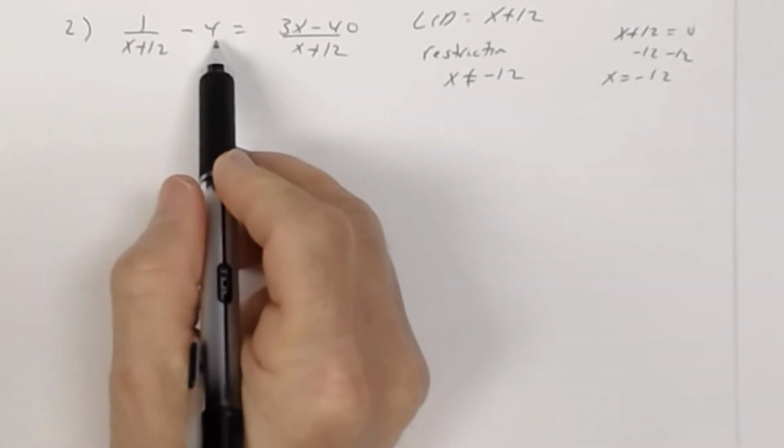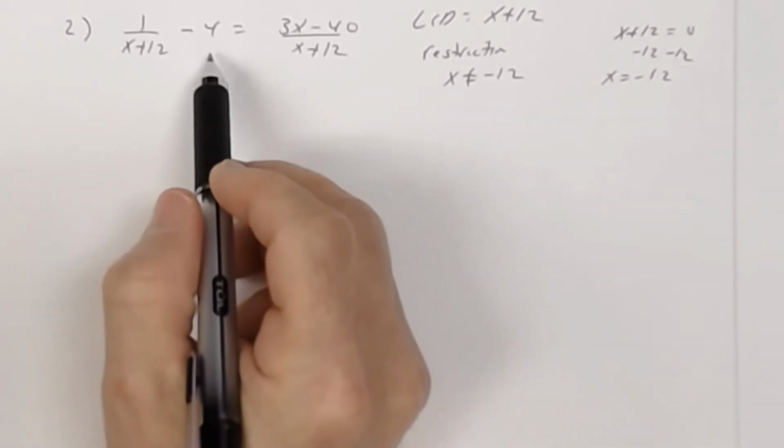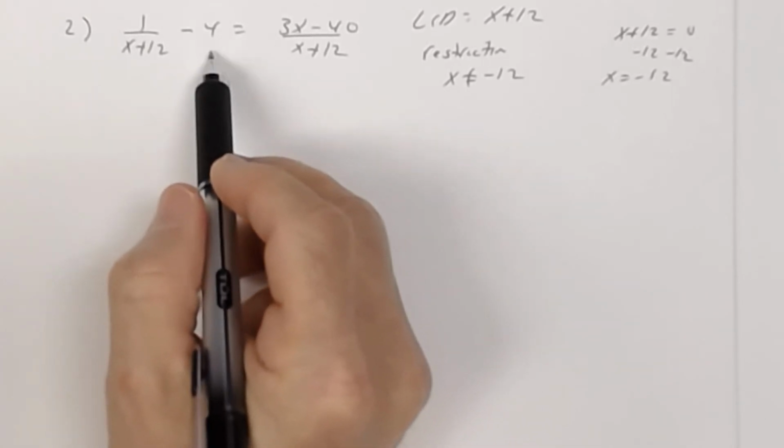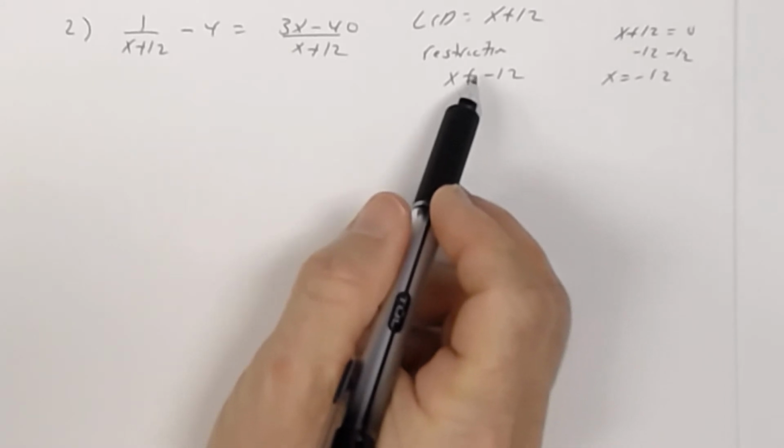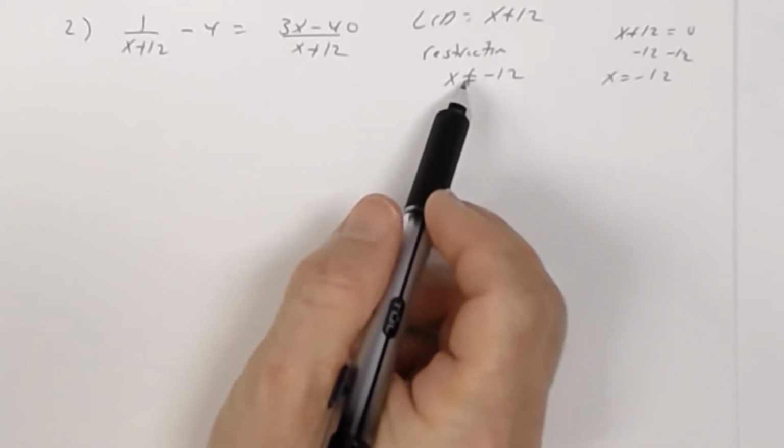In this denominator, that's a 1, so that's never going to be 0. There's no variable. You don't see a variable here. Over here, we already did that. Negative 12 plus 12 is 0. So there's only one restriction in number 2.